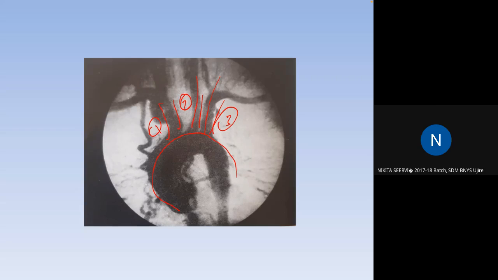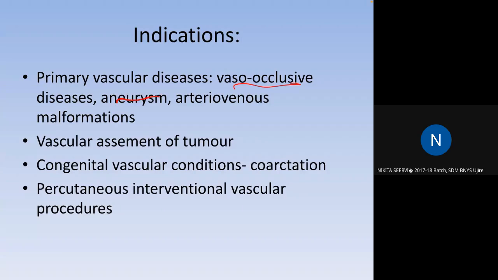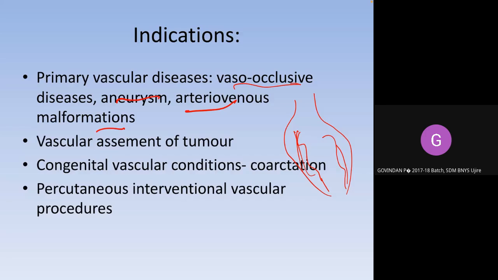Okay, indications: when you have vaso-occlusive diseases, when you have aneurysm. What is aneurysm? Dilatation of a blood vessel, abnormally. Yeah, it happens because of the intimal tear or intimal damage, and there can be arteriovenous malformation and vascular assessment of tumor.